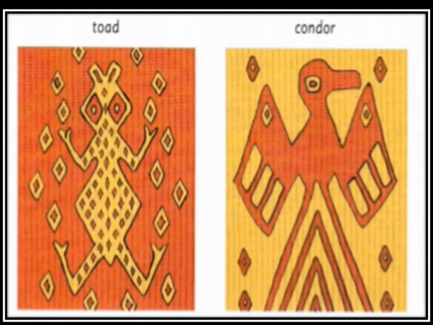Now, my dear students, let's go to the last picture. What can you see here? Here in this picture, we can see a toad and a condor. And these are kinds of animals. Toad means ضفدع. Condor, it's a kind of big bird. وهو عبارة عن نوع من أنواع الطيور الكبيرة.